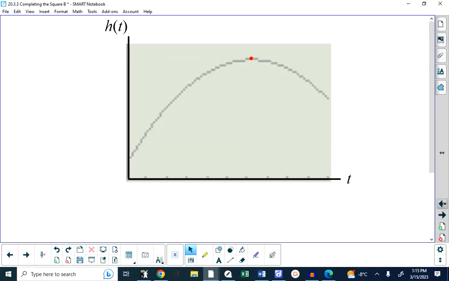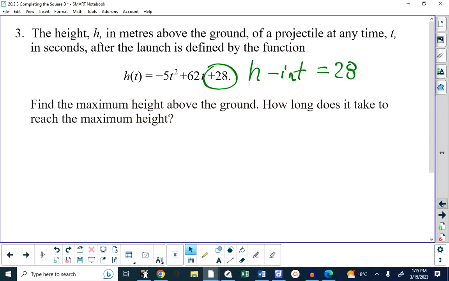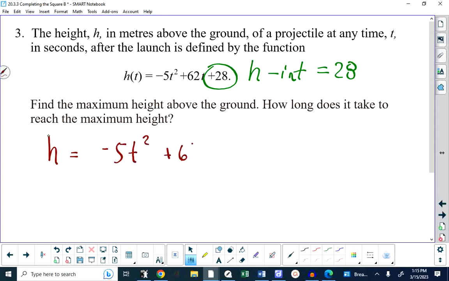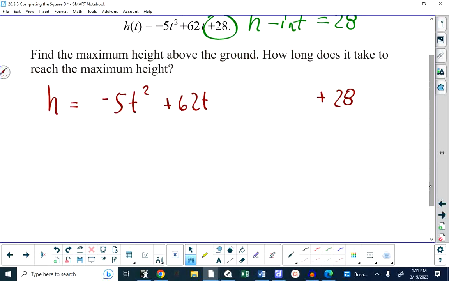What we do to find that vertex is complete the square. That's all. And if you're good at completing the square, this should take you less time than doing it on your graphing calculator. Bump that 28 down the road. We'll deal with it later. Take the -5 out of this.